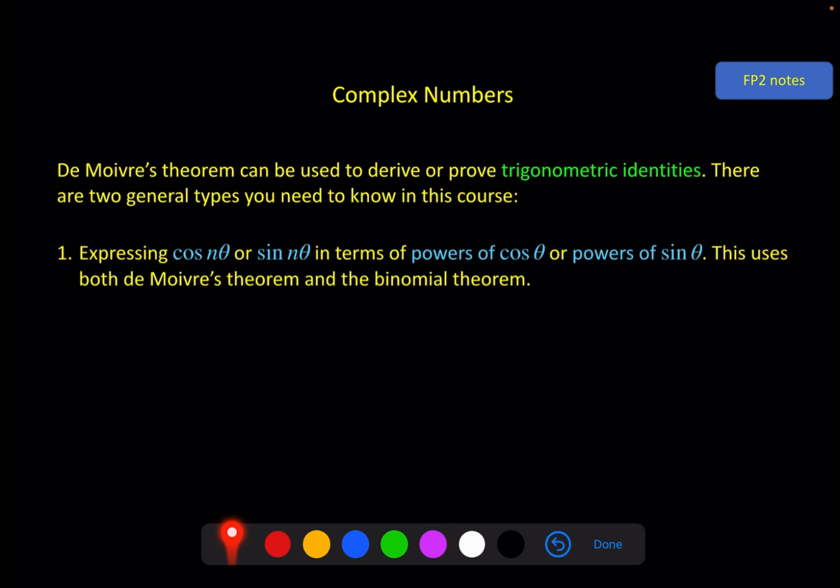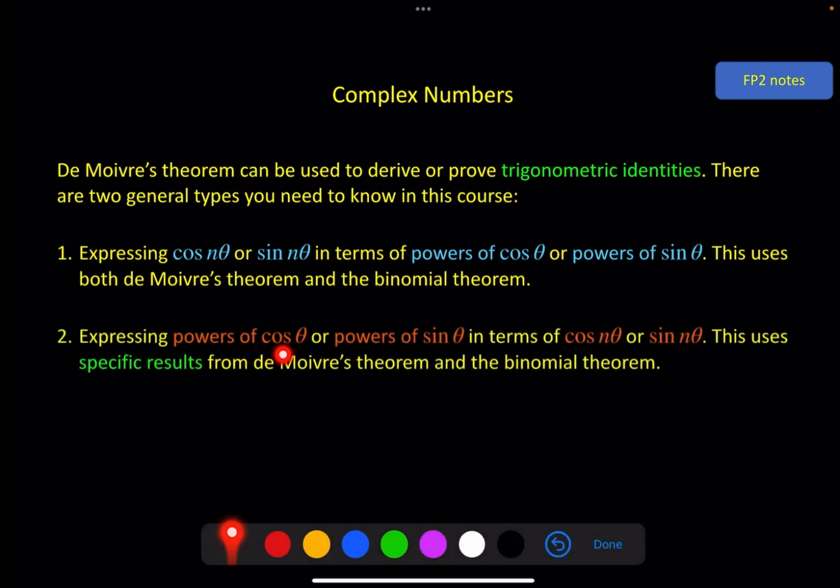The other type is basically the same thing but backwards. You need to be able to express powers of cos theta or powers of sine theta in terms of cos n theta or sine n theta. And this is a bit more involved because it uses very specific results from de Moivre's theorem that we'll have to look at, and also still the binomial theorem. So we'll go through this one first, and then we'll look at the specific results needed for this one, and then we'll do a couple of examples from this one.